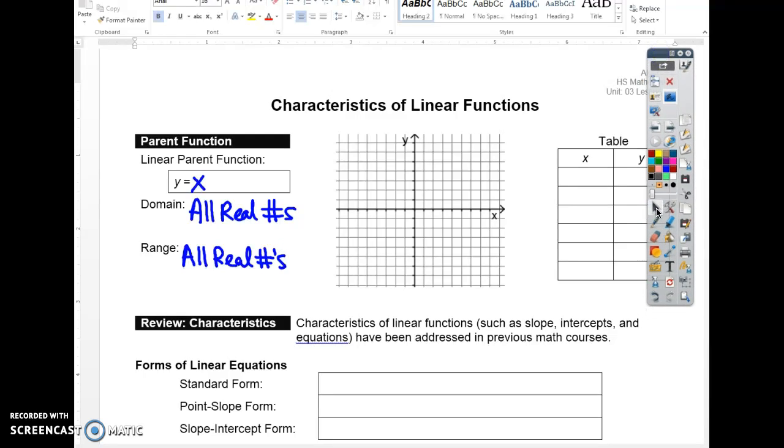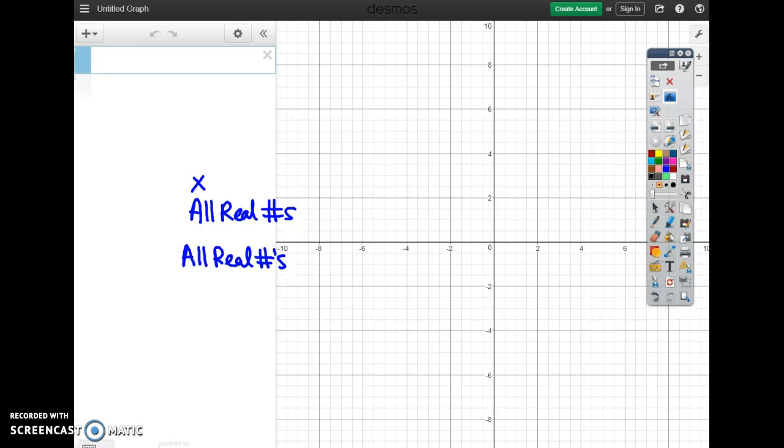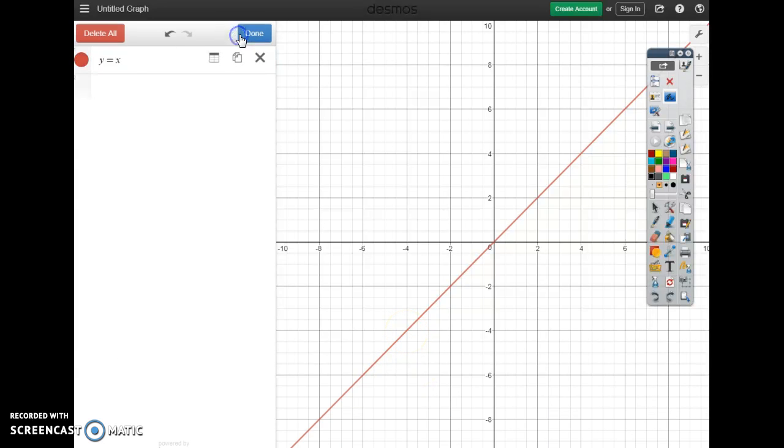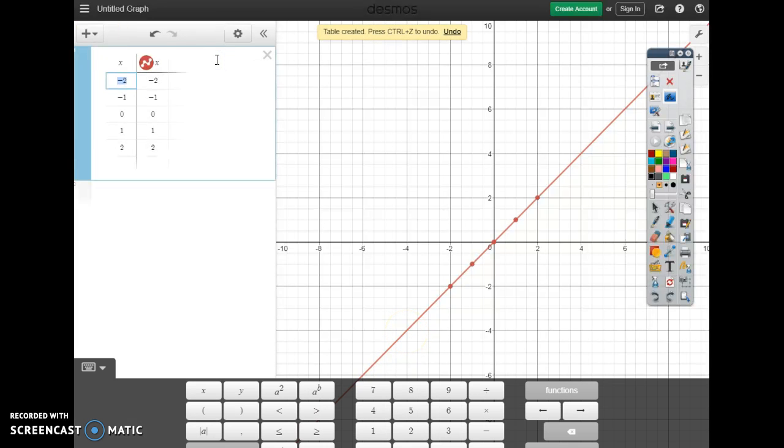When you put that equation in Desmos, it's going to give you a graph and it's going to give you a table. So right here, I would put y equals x. And this is the graph that it gave me. And this is the table that it gives me. So those are the points. So we're going to go ahead and graph those points, and we're going to put this on the table. So if you need to, you can pause and do it.